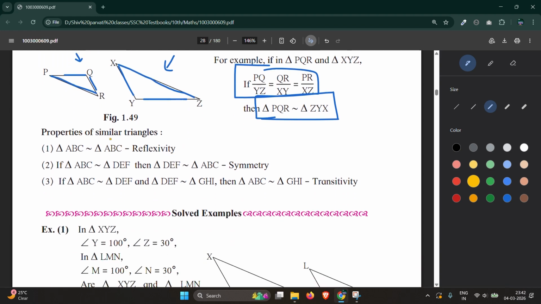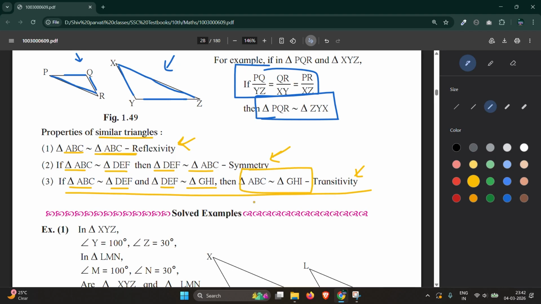And finally, there are some properties of similar triangles that are also given. The first property is that any triangle is similar to itself, because of course it is. This is called reflexivity. Then, if one triangle is similar to another triangle, then that other triangle is also similar to the first triangle. This is called symmetry. And finally, there is transitivity. That means that if triangle ABC is similar to DEF and DEF is similar to GHI, then ABC is also similar to GHI.